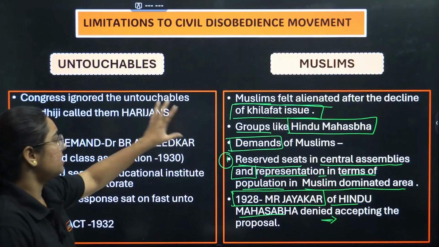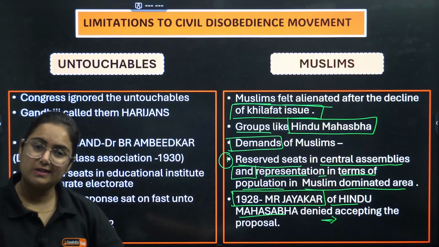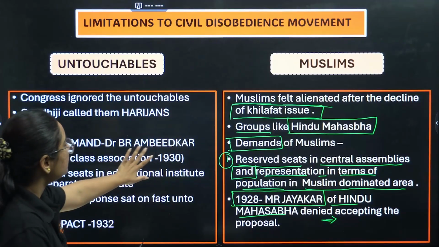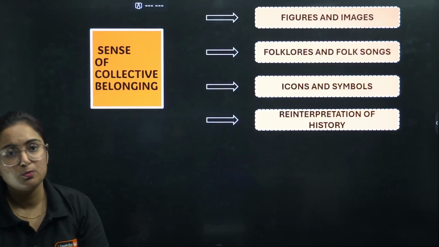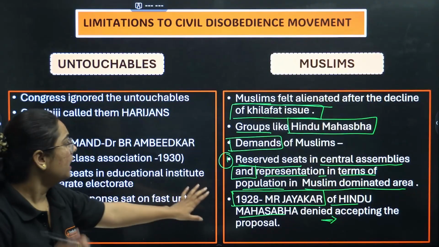So this gap between the Hindu Mahasabha and the Muslim League was day by day widening, and this was the reason that Muslims didn't participate in the civil disobedience movement, just because of certain demands. That is the reason. Right?